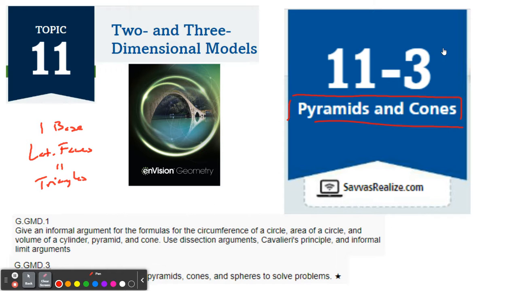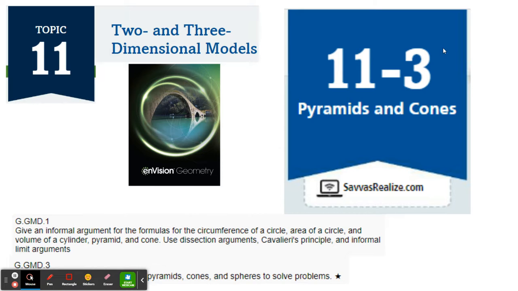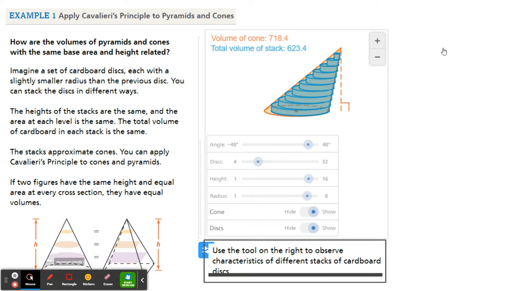All right, so let's take a look at the notes here. I believe we start off with Cavalieri's Principle. So same kind of idea here. How are the volumes of pyramids and cones with the same base area and height related? Okay, so again, same base area and height.